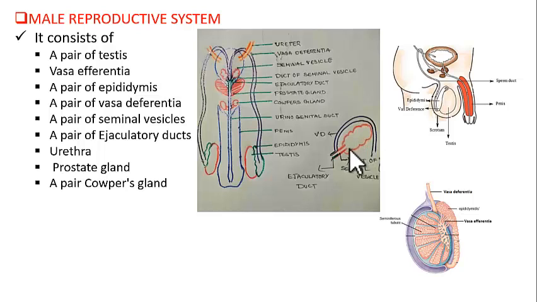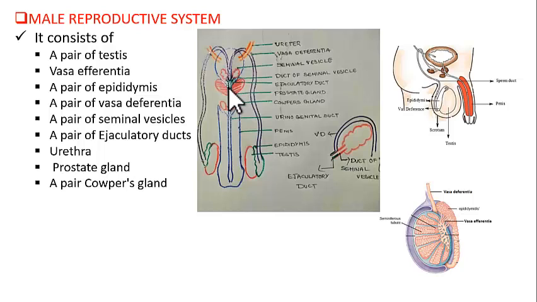So this seminal vesicle, this red color structure is the duct of seminal vesicle. Then vasa differentia joins the duct. After joining, they both continue as a new duct called ejaculatory duct. So this is vasa differentia. Then these are the seminal vesicles, a pair of seminal vesicles, then a pair of ejaculatory ducts. On this side one ejaculatory duct and on this side another ejaculatory duct. So two ejaculatory ducts are present.